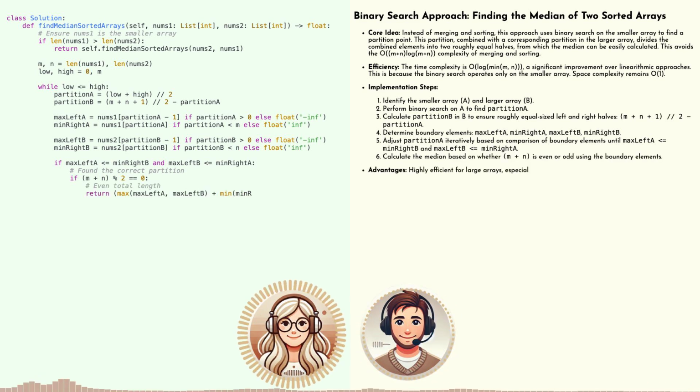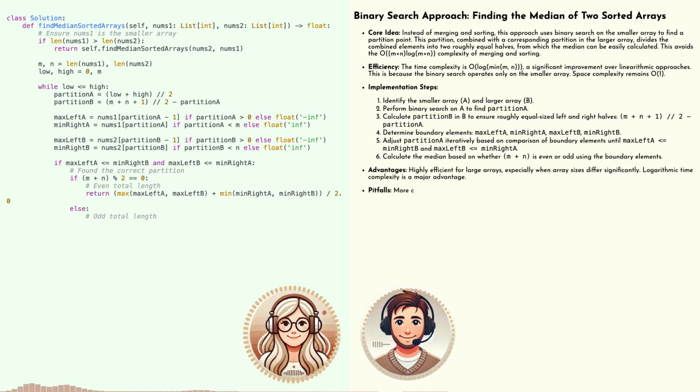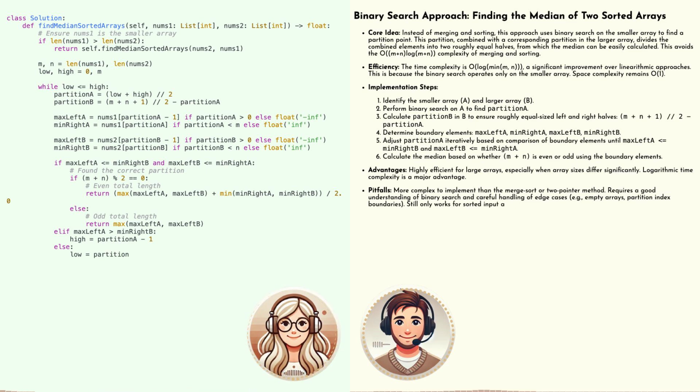So the key is to shift our thinking a little bit. Instead of directly searching for the median value, we can use binary search to find the nth smallest element in the combined array, where n relates to the median position. Hold on. Finding the nth smallest element. How does that help us find the median?